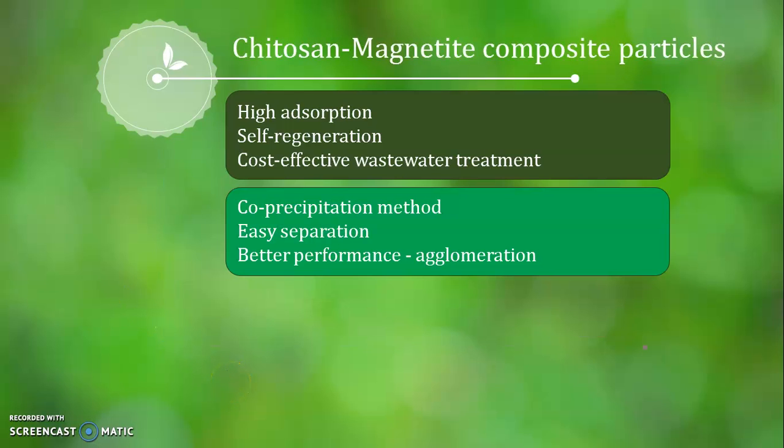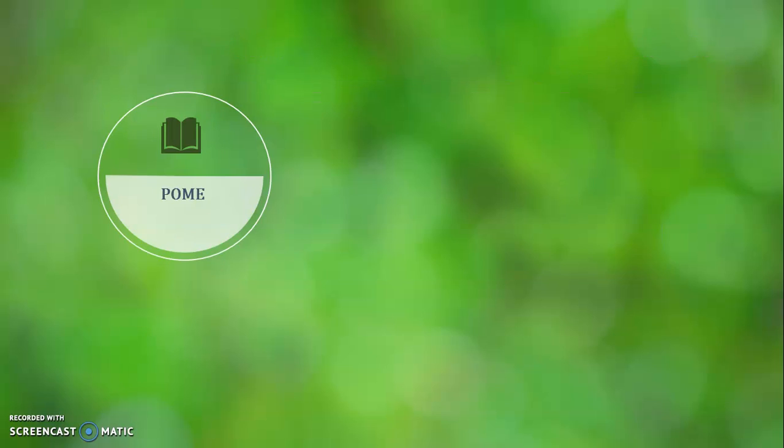The last will be Chitosan-Magnetite composite particles. These composite particles have been created by cross-linking chitosan and magnetic particles together to meet the needs of high absorption, self-regeneration, and cost-effective wastewater treatment. They can be prepared by co-precipitation method as well and easily separated by the simple magnetic method. It is believed that these composite particles can enhance the performance of agglomeration.